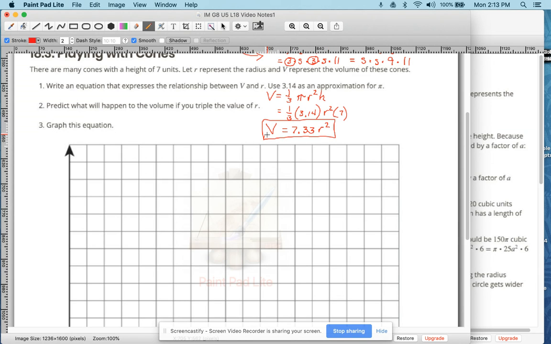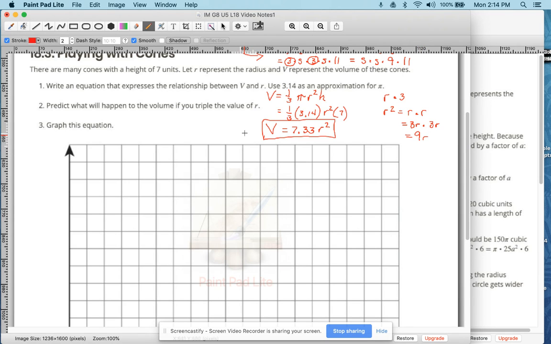Number 2 says predict what will happen to the volume if you triple the radius. So it kind of looks like we're just tripling one element, the radius, right? So if we multiply the radius times 3, that triples it. That's simple enough. However, our radius is not just our radius. Radius squared equals radius times radius. So if we triple the radius, our radius squared is going to be 3 times r times 3 times r, which will really be 9r squared.